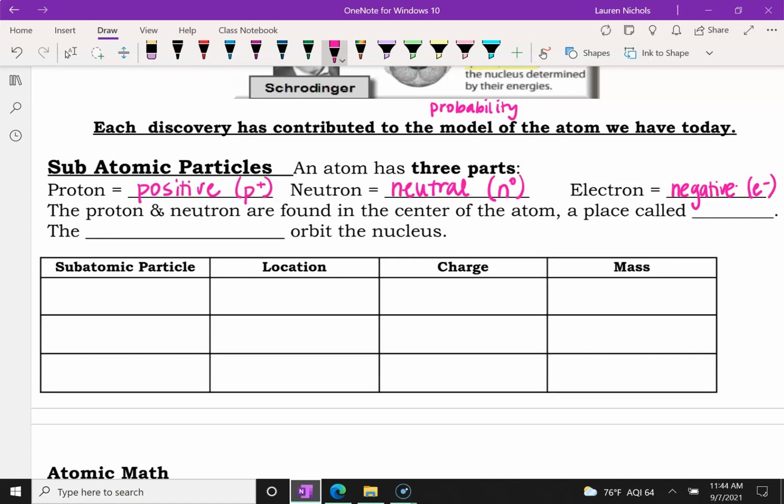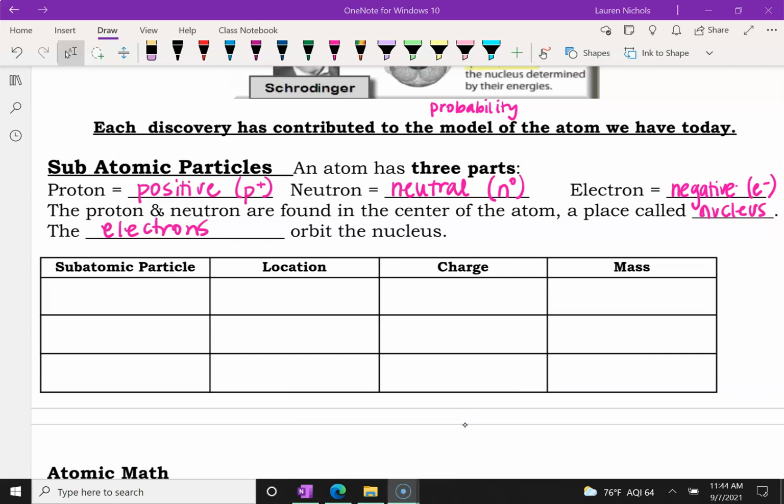Okay. Now, the proton and neutron are found in the center of the atom, which is called the nucleus. Okay, and that's what Rutherford discovered. And so the electrons are going to orbit the nucleus. Okay, now they don't orbit completely the way planets do around the sun, but they do move around a lot around the nucleus.